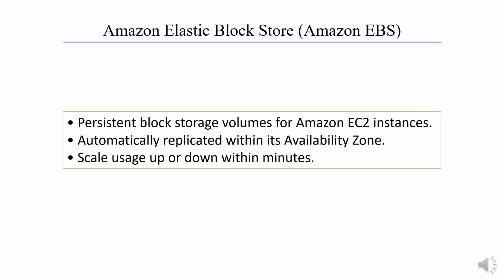Amazon Elastic Block Store, Amazon EBS, provides persistent block storage volumes for use with Amazon EC2 instances in the AWS cloud. Each Amazon EBS volume is automatically replicated within its availability zone to protect you from component failure, offering high availability and durability. It also allows you to scale your usage up or down within minutes, all while paying a low price for only what you provision.